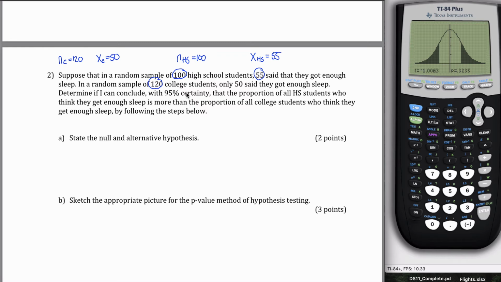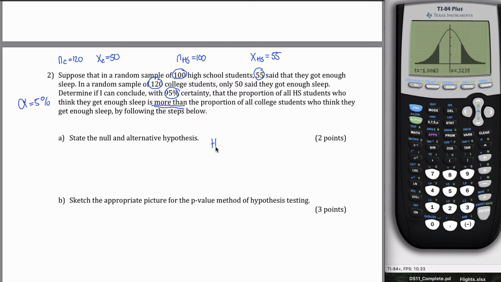Determine if I can conclude with 95% certainty. It looks like alpha is 5%. I don't think that's what it was last time. That the proportion of all high school students who think they get enough sleep is more than. That'll be important for my claim. I got high school is greater than college is what the claim is. By following the steps below.